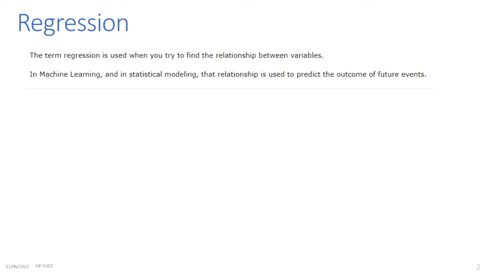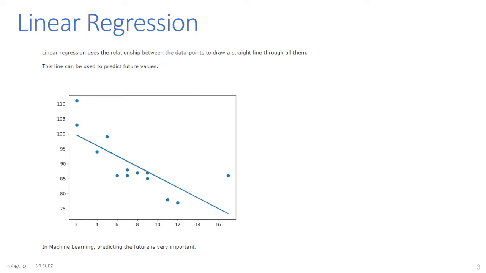So we'll be trying to determine the relationship of variables. Let's say, for example, the speed of a car and the age of a car and other variables. Linear regression uses the relationship between the data points to draw a straight line through all of them. This line can be used to predict values.